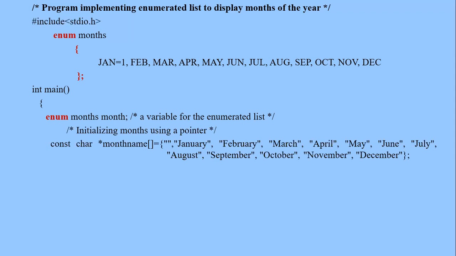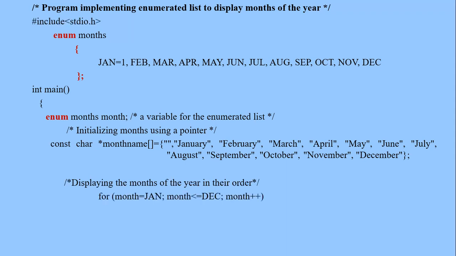In other words, we are assigning the following elements in our data type called months, but through a pointer. And our pointer is called month name. So we are assigning into it the following constants for the names of the months: January, February, March, April, May, June, July, August, September, October, November, December. Then we display the months of the year in their order as follows.